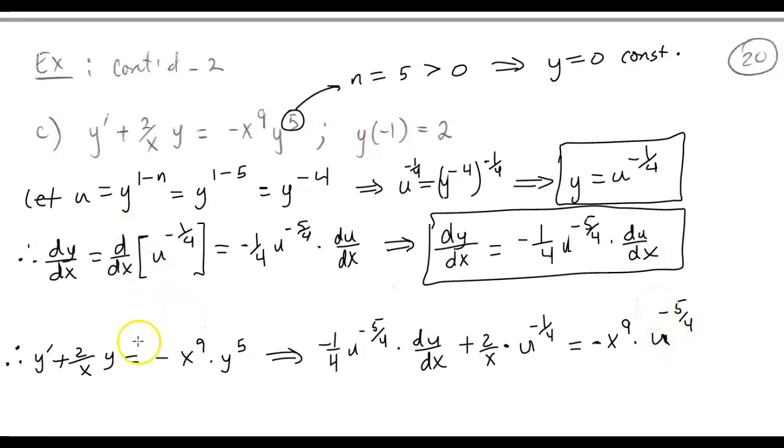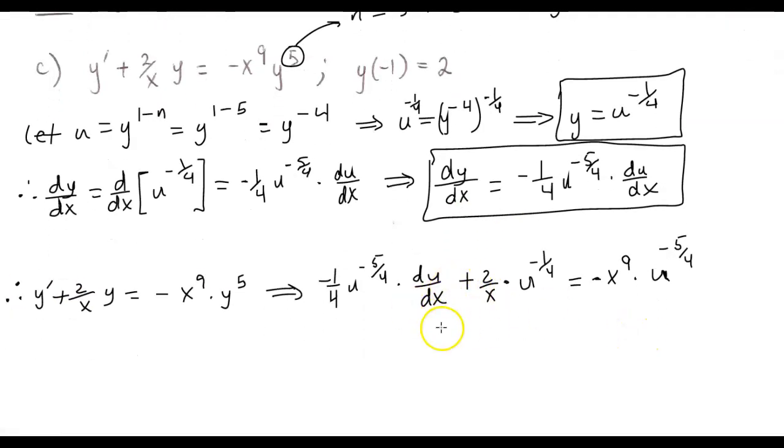Okay, so now that we have this, our goal here to get this in the first order linear form is to get du over dx by itself. So that means I have to multiply both sides of the equation by the reciprocal of this particular term here. So for us, what that means is I'm going to multiply both sides by a negative 4 times u raised to the negative 4/5. Okay. So I'm going to have negative 4 u raised to the negative 4/5.